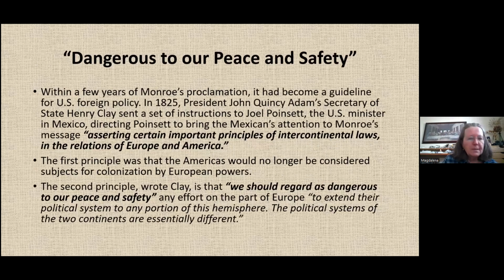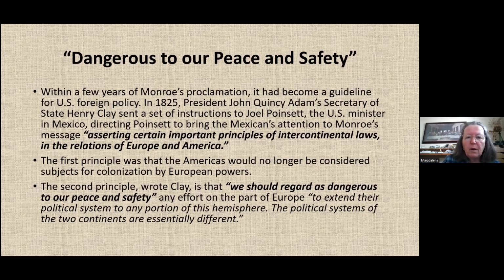Within a few years of Monroe's proclamation, it had become a guideline for US foreign policy. In 1825, President John Quincy Adams' Secretary of State, Henry Clay, sent a set of instructions to Joel Poinsett, the US minister in Mexico, directing Poinsett to bring the Mexicans' attention to Monroe's message, asserting certain important principles of intercontinental laws in the relations of Europe and America.